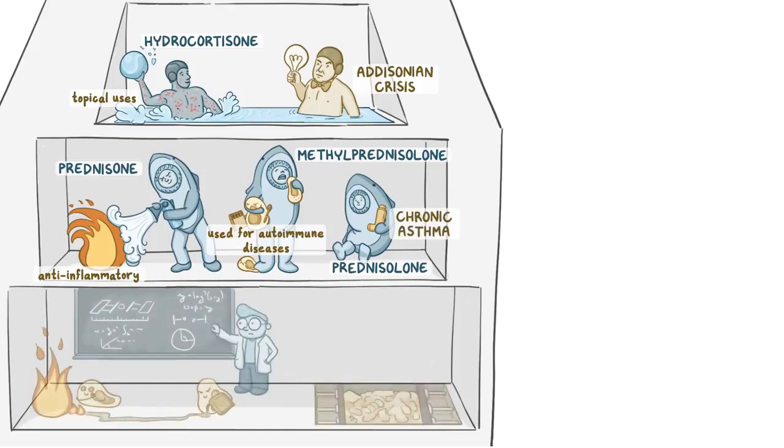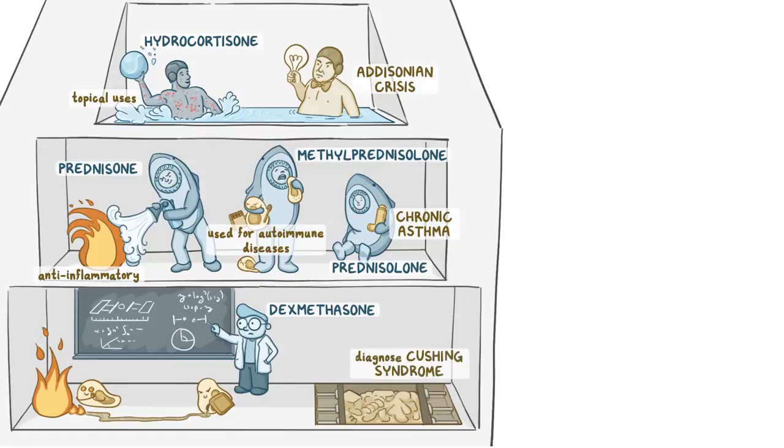Okay, let's go to the last room, which represents the long-duration glucocorticoids. So here we have a boy named Dexter who's doing math for dexamethasone. He's calculating the force needed to crush different materials for his experimental trash compactor, which represents its use to diagnose Cushing syndrome. The misbehaving white blood cells also spread to his floor and are setting fire to the room, so dexamethasone can also be used to treat the same conditions as the intermediate duration glucocorticoids.